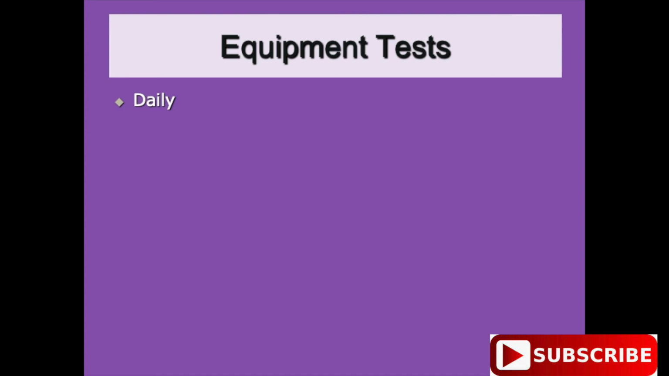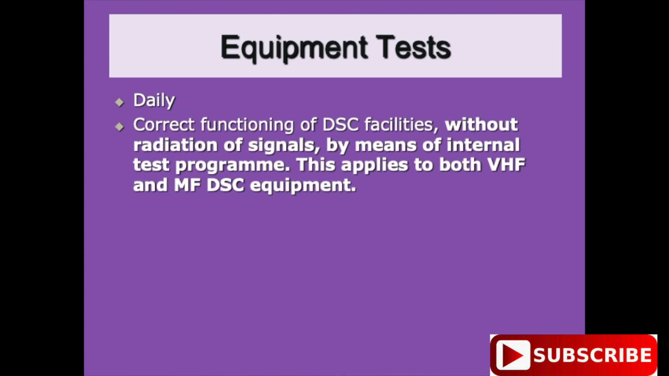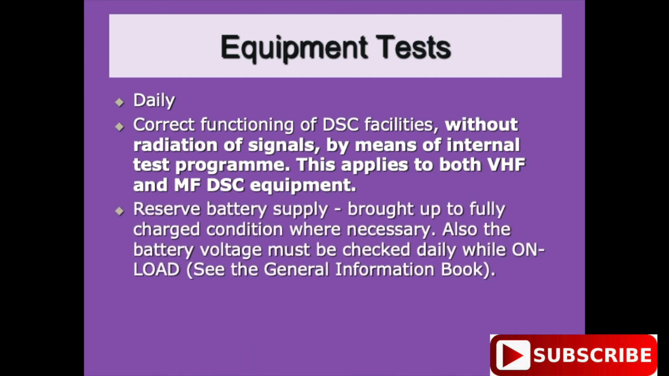What are the daily tests? Correct functioning of DSC facility without radiation of signal by means of internal test program. This applies to both VHF and MF DSC equipment. Reserve battery supply: check for the battery supply brought up to the fully charged condition where necessary. Also, the battery voltage must be checked daily while on load and off load.